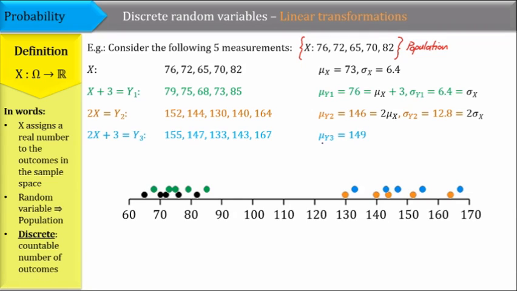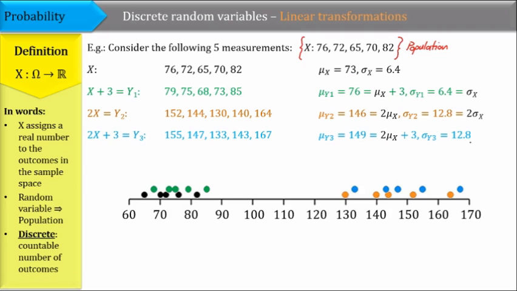So let's see. The mean for y3 is 149. So how do we get to 149? Well, 149 is nothing but 2 times the original mean, right? 2 times 73 plus 3. So in other words, what I did to x over here, 2 times x plus 3, I'll do exactly the same to the mean to get the new mean of 149.